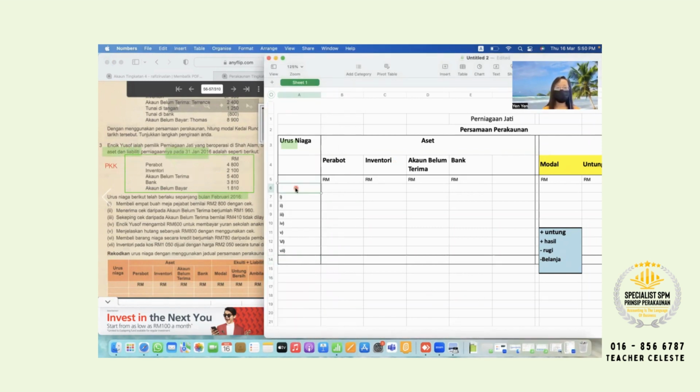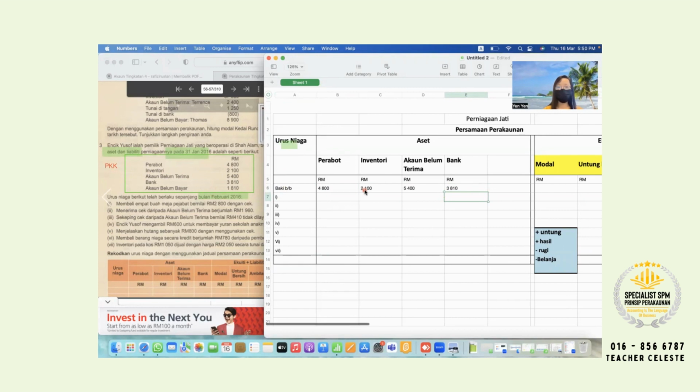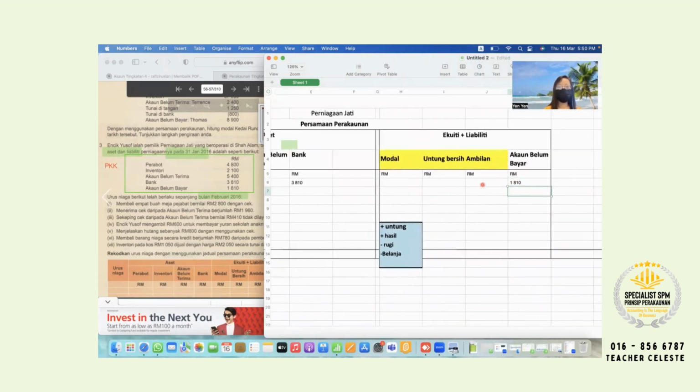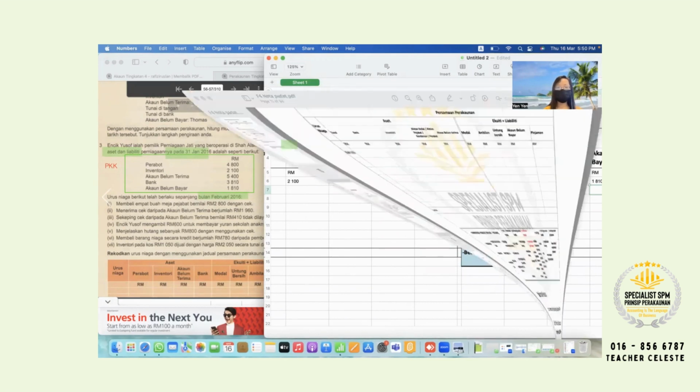After that you write down here baki BB, then perabot 4008, then you just copy and paste 4008. Inventory 2001, write down here. Account belum terima 5004. Bank 3810. Okay, so ABT 1810. So you write down here ABT 1810. All clear? So this one is your first step.